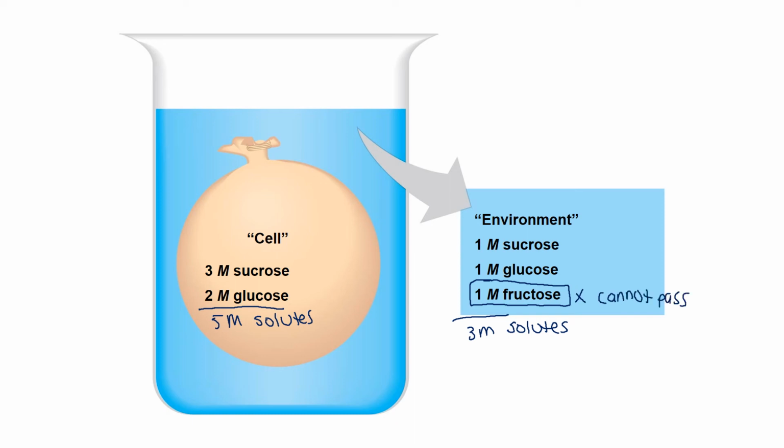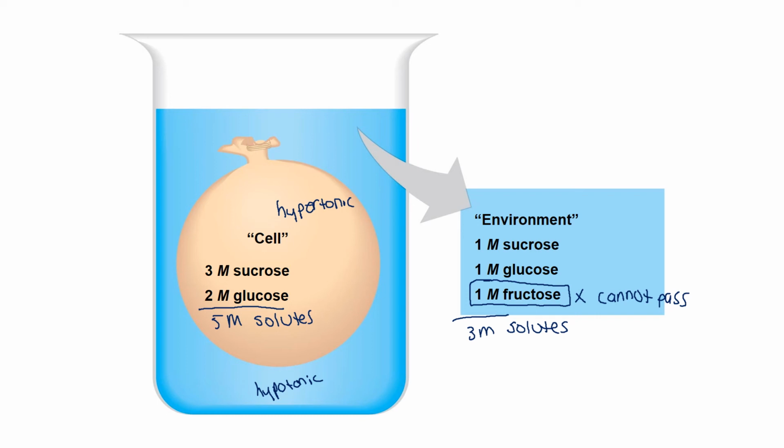Okay? So, if we look at this, we have 3 molar of sucrose and 2 molar of glucose, and that makes 5 molar of solutes, and then we have basically a higher solute concentration inside the cell, so the cell can again be called hypertonic to its environment, and then of course the environment is hypotonic to the cell.